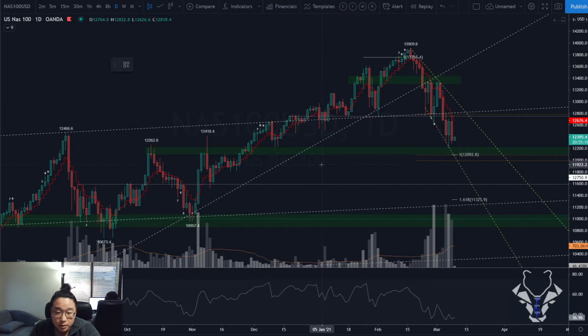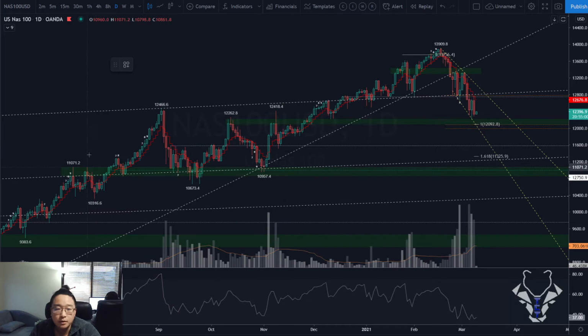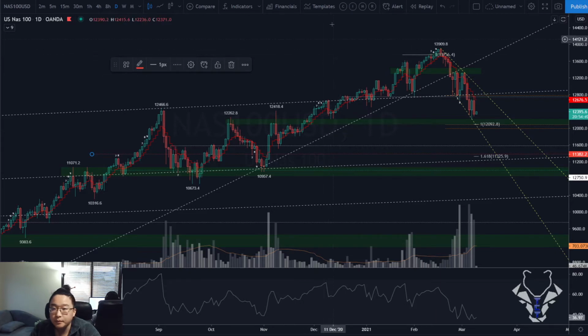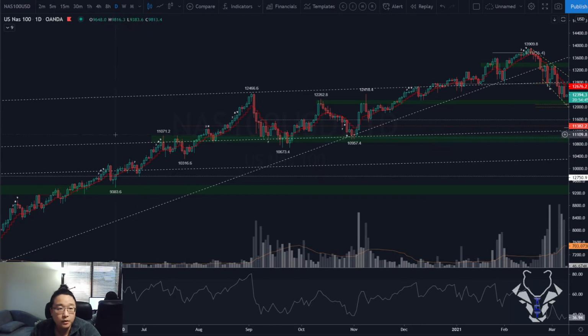How would I do this? Let's do 11. Wait, did we look at the wrong price point? I think no, we didn't. 11380. So let's say somewhere around there. We'll make it red for pandemic trend line, and let's also make a note of it.